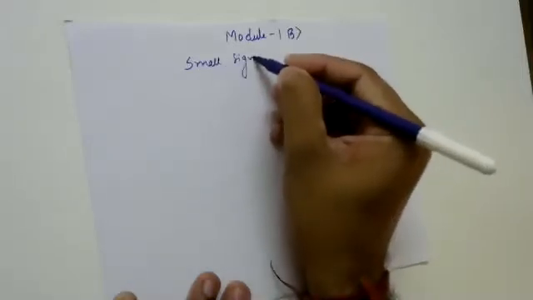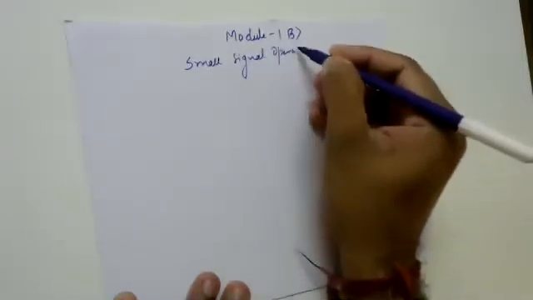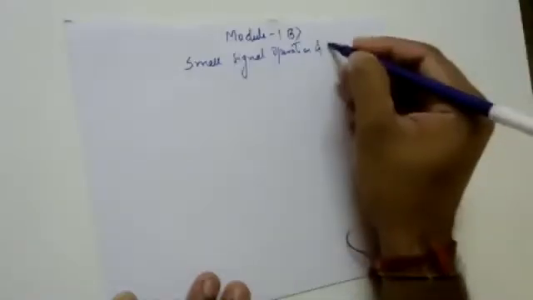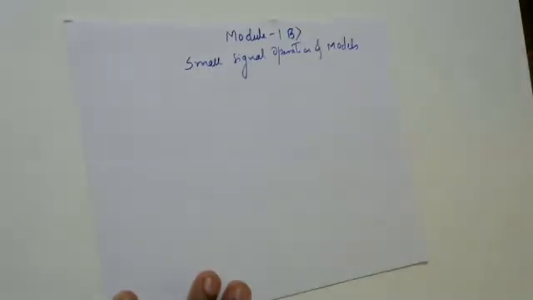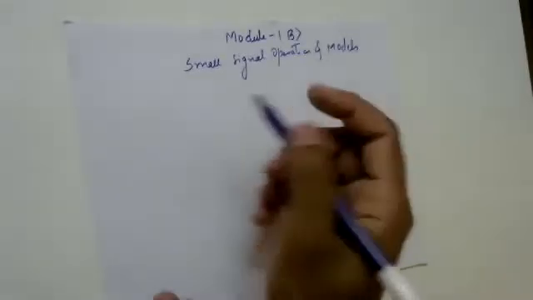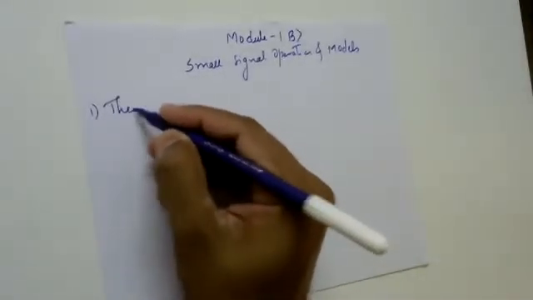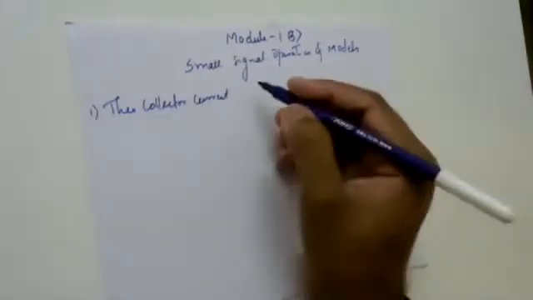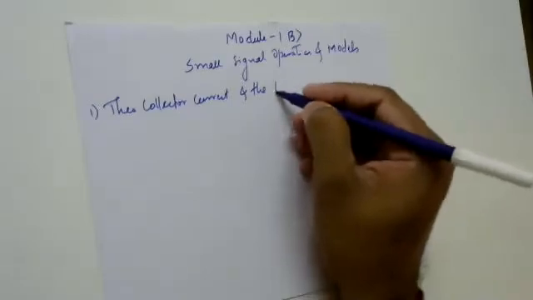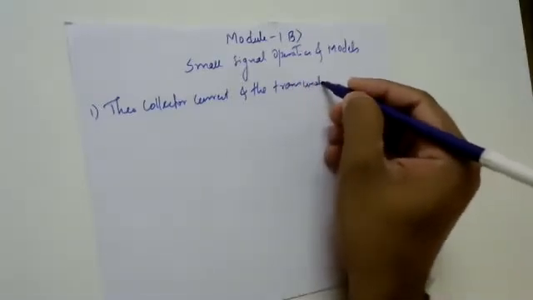Small signal operation and models. So let me just revisit what we have discussed yesterday in quick time, because a good amount of expressions we were able to derive. To start with, the first concept was the collector current and the transconductance.